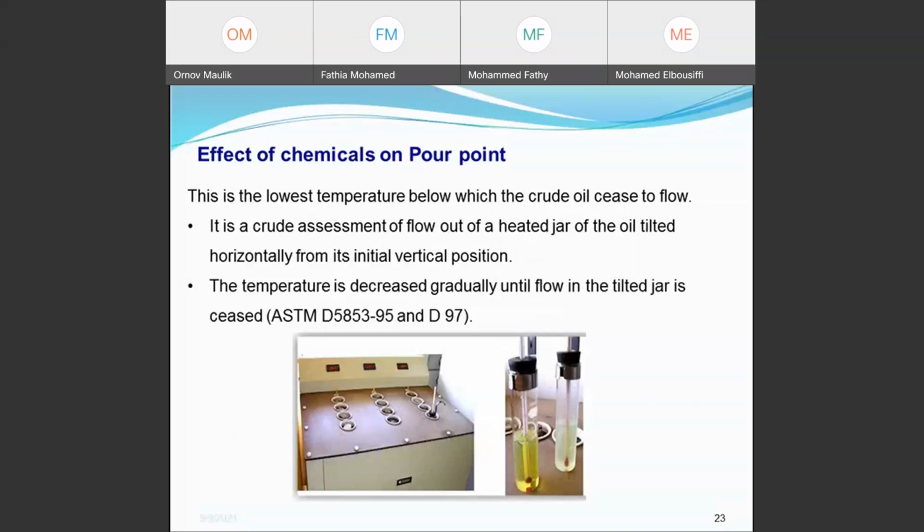Effect of chemicals on pour point. Pour point is the lowest temperature below which the crude ceases to flow. It means stop to flow. It's a crude assessment: a heated jar of the oil is tilted horizontally from its initial vertical position to see if it flows out. So we use other methods here.